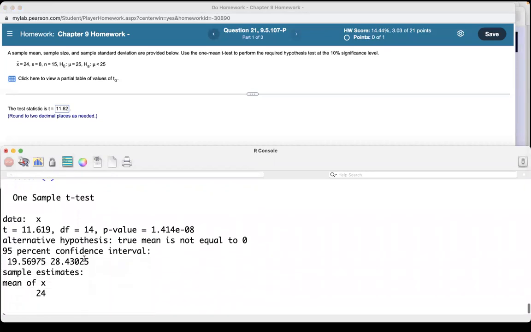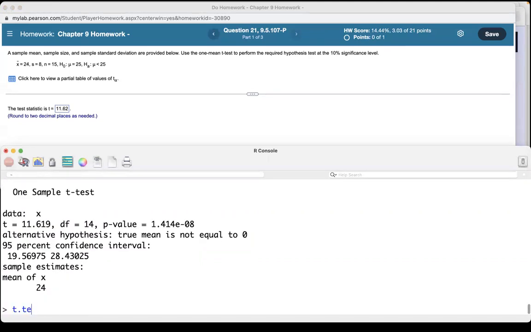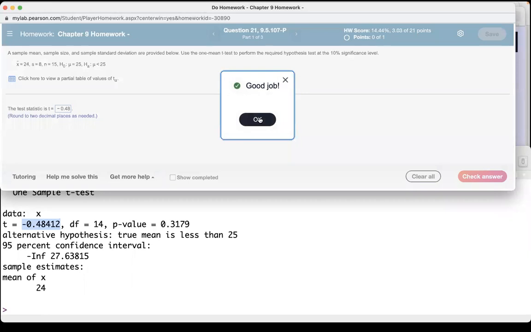So our test statistic, we're going to run it with X. We're going to have a mean of 25, and we're going to have our alternative hypothesis being less. And so our test statistic is going to be negative 0.48. I put in an incomplete code there.